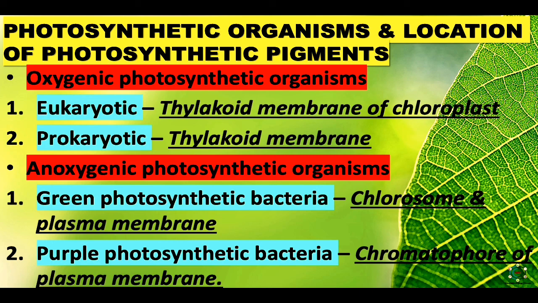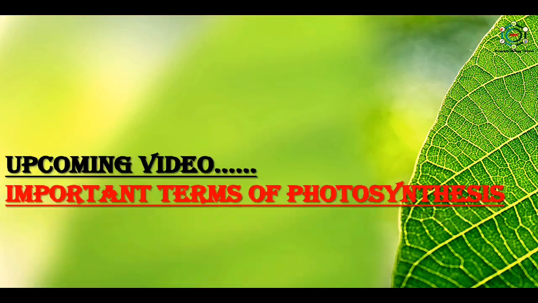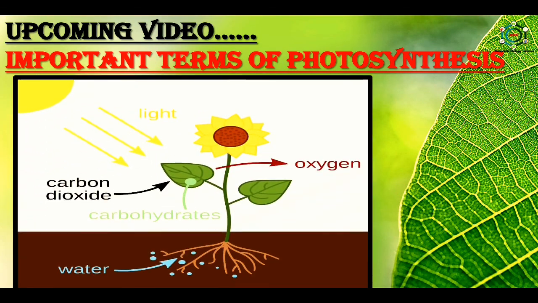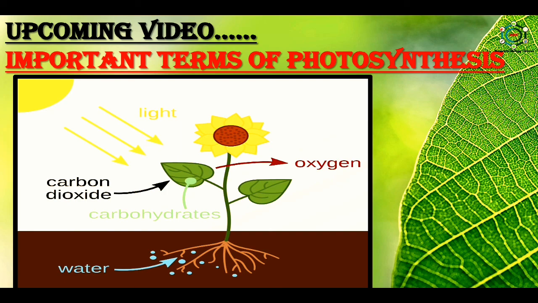So this is the end of the video in which we learned about photosynthesis, its equation, its magnitude, chloroplast, chlorophyll, carotenoids and phycobilins. The next upcoming video will be on the important terms of photosynthesis.